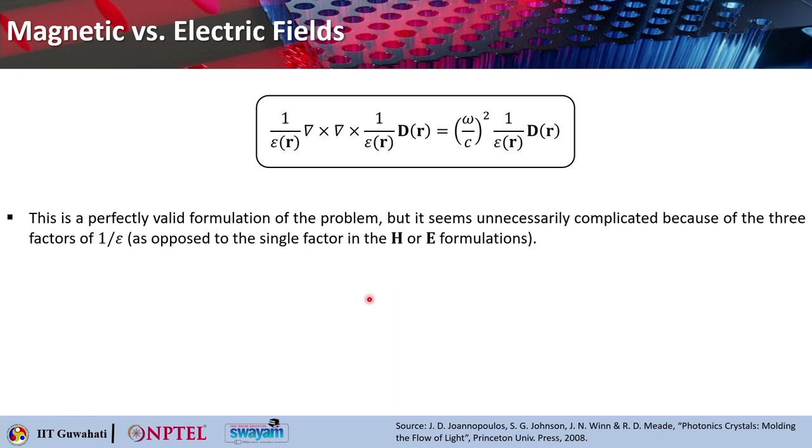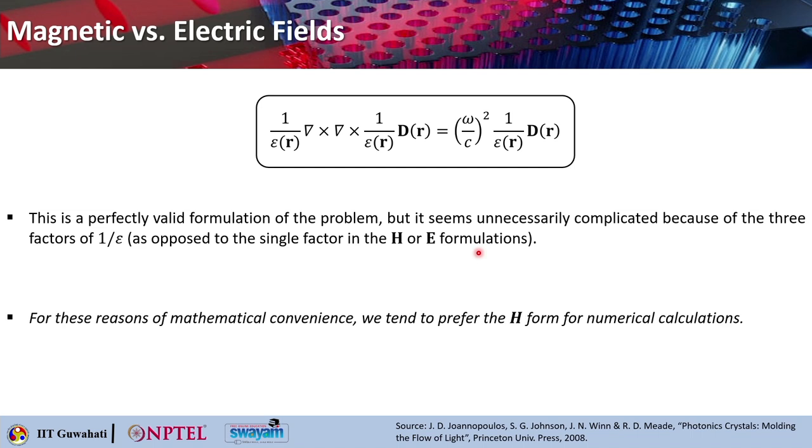You can see this is a perfectly valid formulation of the problem. But it is unnecessarily complicated because of the three factors of 1 over epsilon r that get into the picture, as compared to a single factor in the formulation of H, or E alone. This is an extra mathematical burden, and that is why, for mathematical convenience, people prefer to work with the H form for numerical calculations.